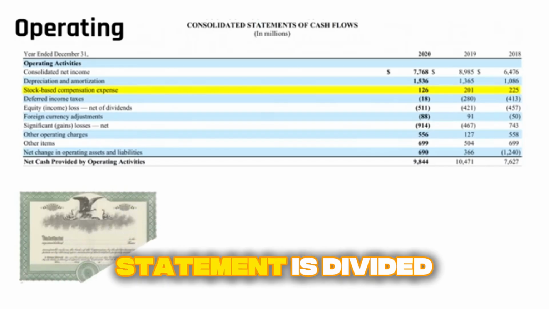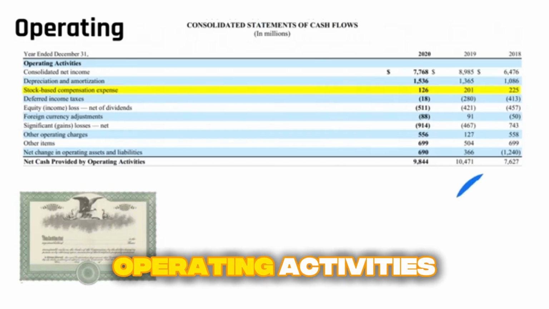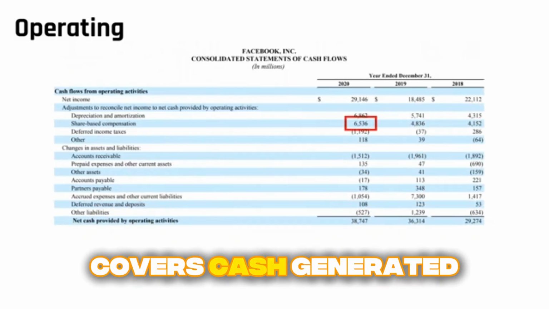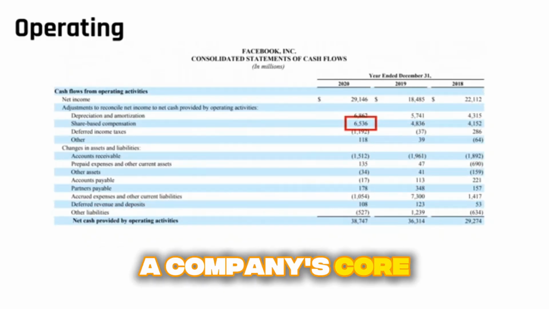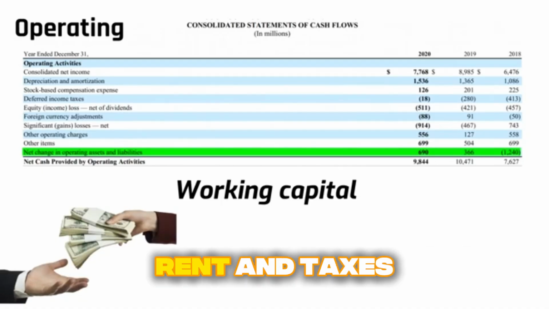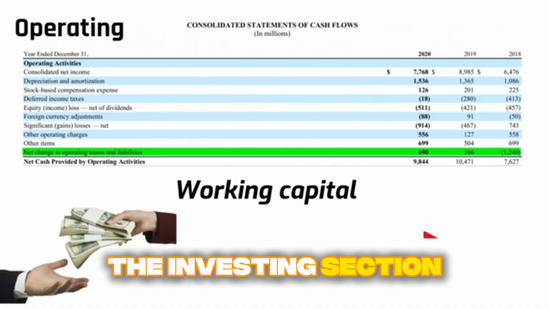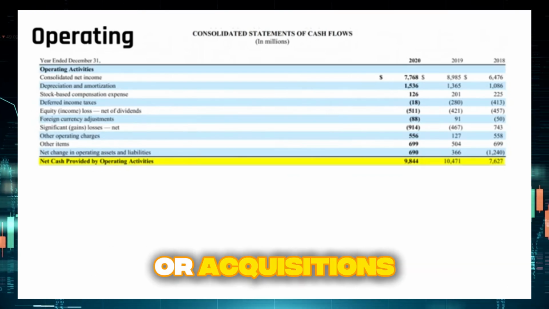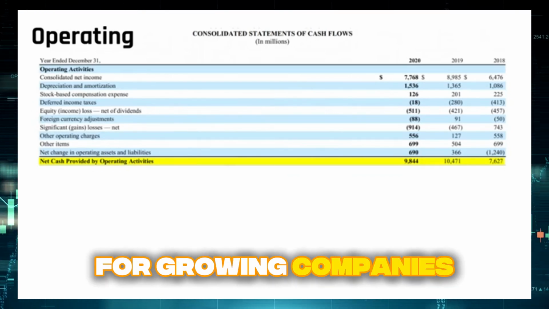The cash flow statement is divided into three sections: operating activities, investing activities, and financing activities. The operating section covers cash generated or used in a company's core business, things like sales receipts, supplier payments, wages, rent, and taxes. The investing section reflects cash used for investments in property, equipment, or acquisitions. It's usually negative for growing companies because they spend cash to expand operations.